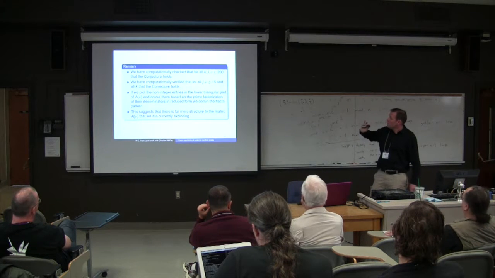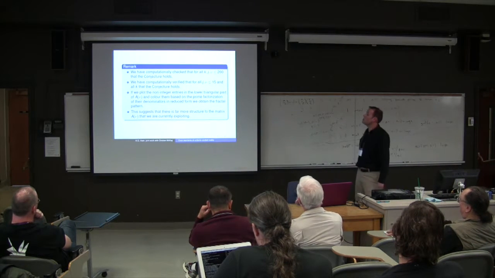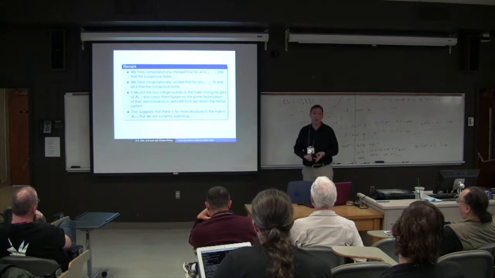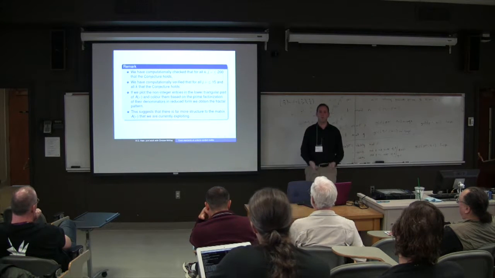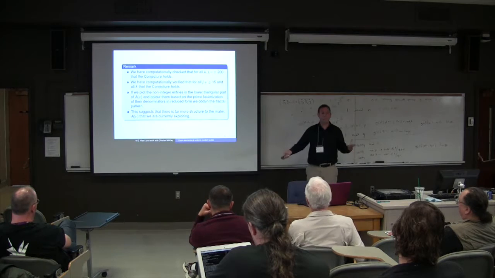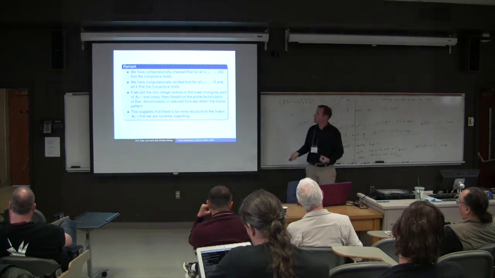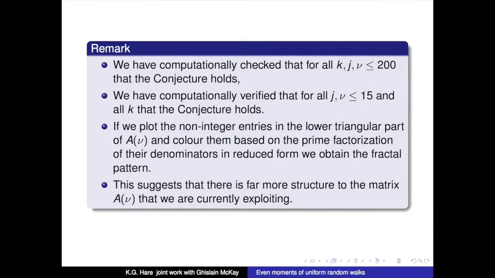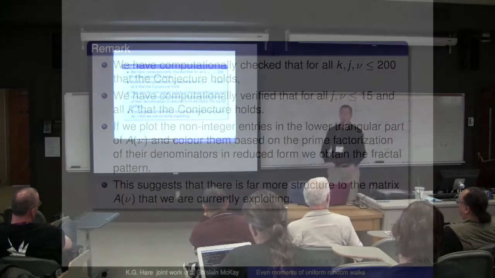Computationally, this is easy to check. For any particular k, j, or b, you can just explicitly work out what the term is, and sure enough, check that the denominator is no bigger than you expect it to be. Using some of these ideas like we did for 3 and 4, we can actually show it for all j and nu less than 15, and it holds for all k.